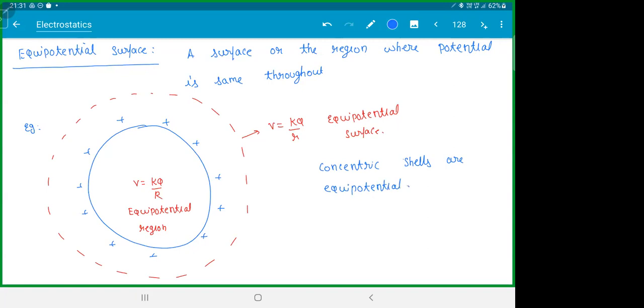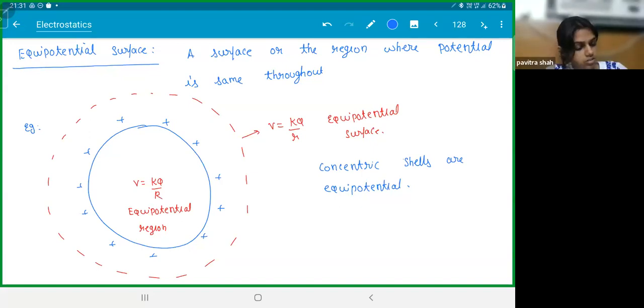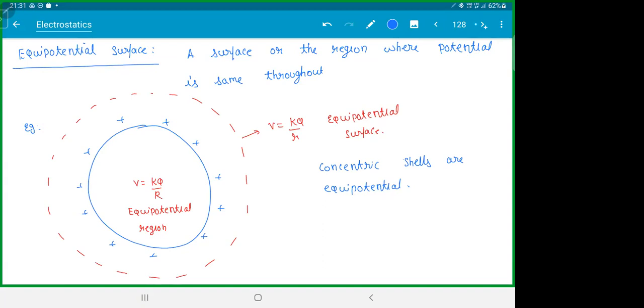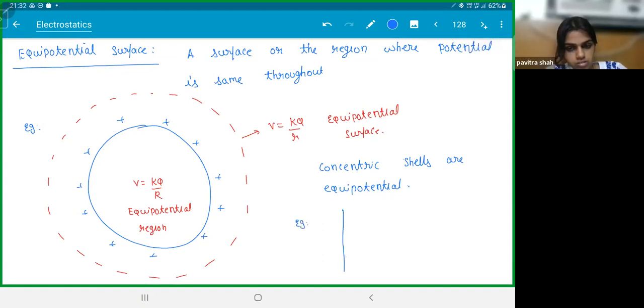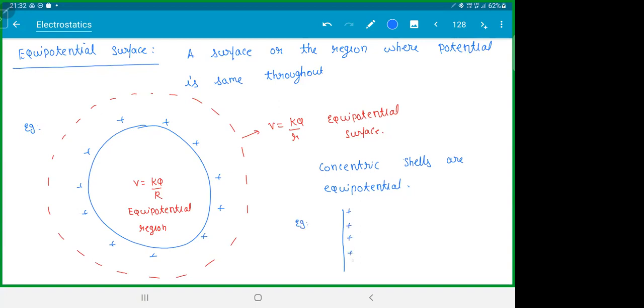So the equipotential definition is simple. The potential is the same everywhere. Can you give me one more example? Not a shell, an infinite wire. What will it look like for an infinite wire? Cylindrical equipotential. So if we have an infinite wire, if you look at the symmetry there, cylindrical shells are equipotential. So coaxial cylinders.